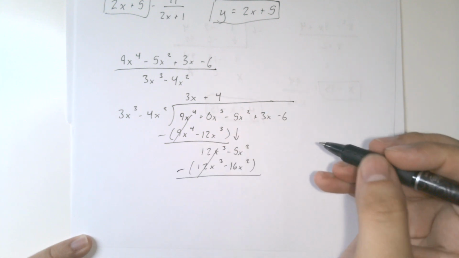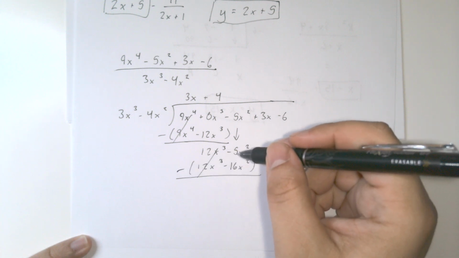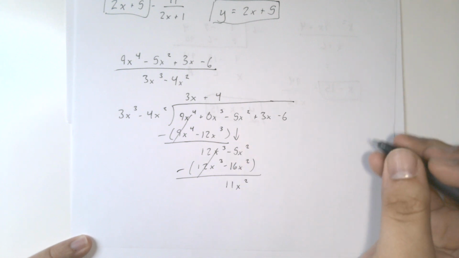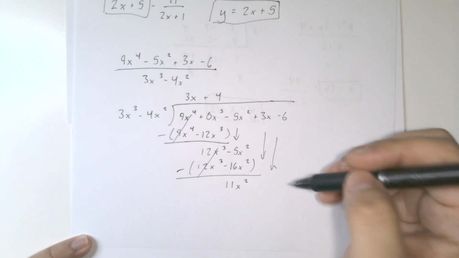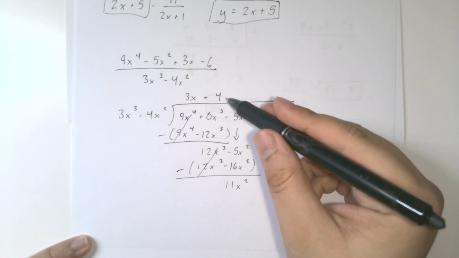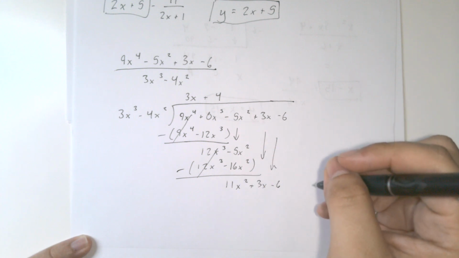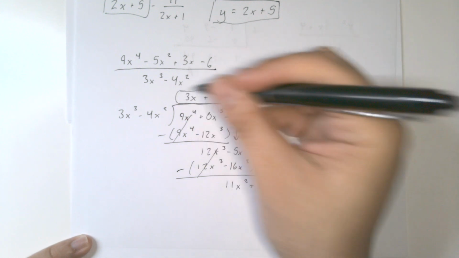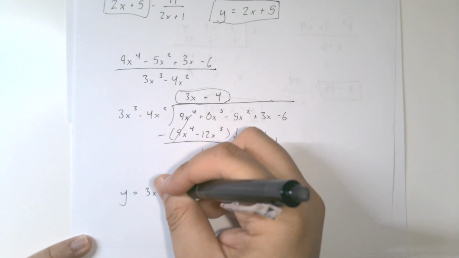We do our subtraction, that cancels. The minus is going to flip the sign on this, so we have negative 5 plus 16, which is going to be 11x squared. And we could keep going, but remember, this is just going to be our remainder down here. Really, since this is already a constant term, it's just going to be the plus 3x minus 6. We would just bring all of that down. But if we're just trying to find the equation of the slant asymptote, really all we needed was this part. And so we can just stop right there, and we can say that y is equal to 3x plus 4.